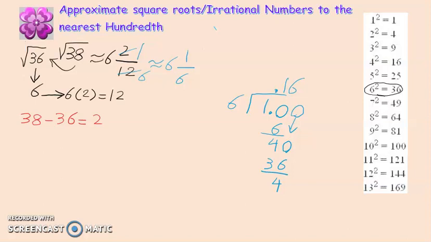So you're ready to answer the question. Therefore, 1 over 6 is approximately 0.16. As a result, I can say root of 38 is approximately 6.16.